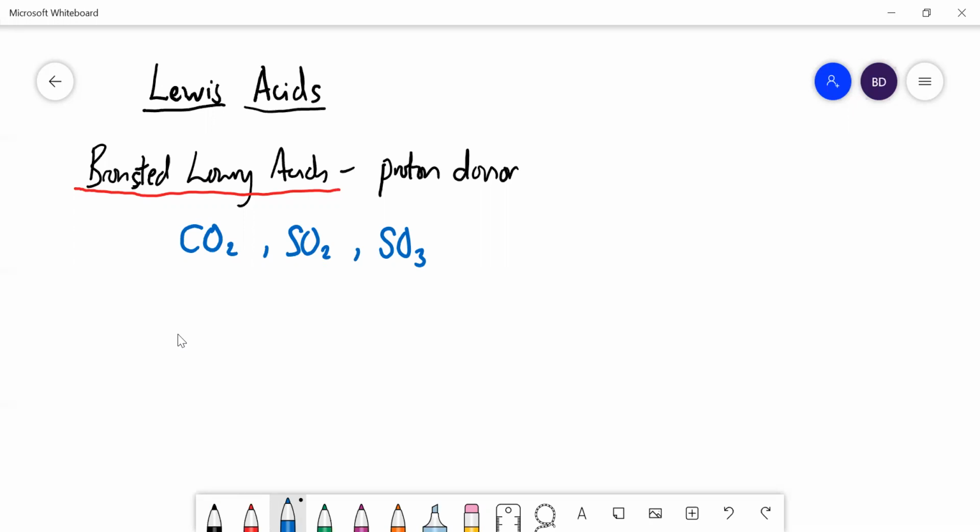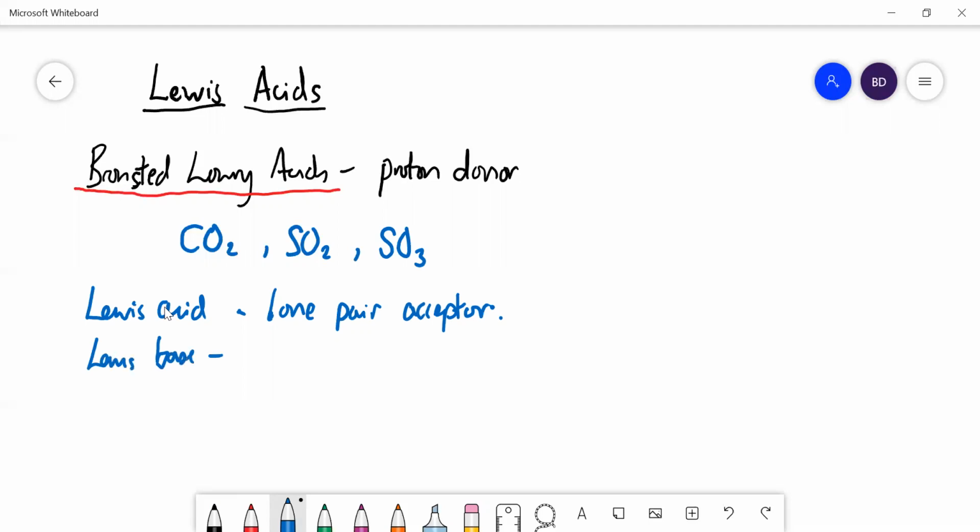So there's a slightly modified definition of an acid, which we're going to use sometimes, a Lewis acid. A Lewis acid is described as a lone pair acceptor, so a species which accepts a lone pair of electrons. And the base, a Lewis base, would be something which gives away a lone pair. It's a lone pair donor.